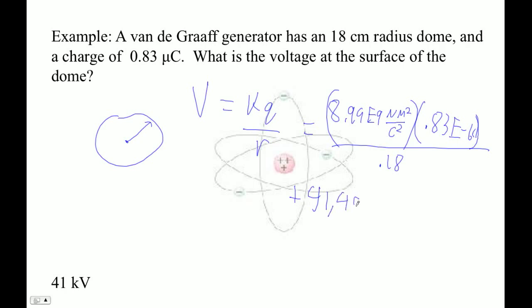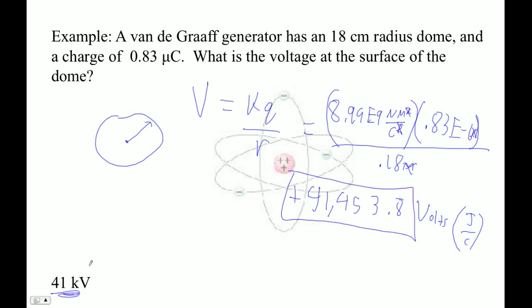41,453. And then there's a lot of 8s. I like that 8 bar, 0.8 bar volts. Now, do our units really end up being volts? Let's see. Coulombs goes away, and you end up with 1 coulomb there. Meters goes away. You end up with Newton meters per coulomb, which is a joule per coulomb, which is what a volt is, right? That's joules per coulomb. So the formula seems to have the right units. This is our answer, 41 kilovolts.